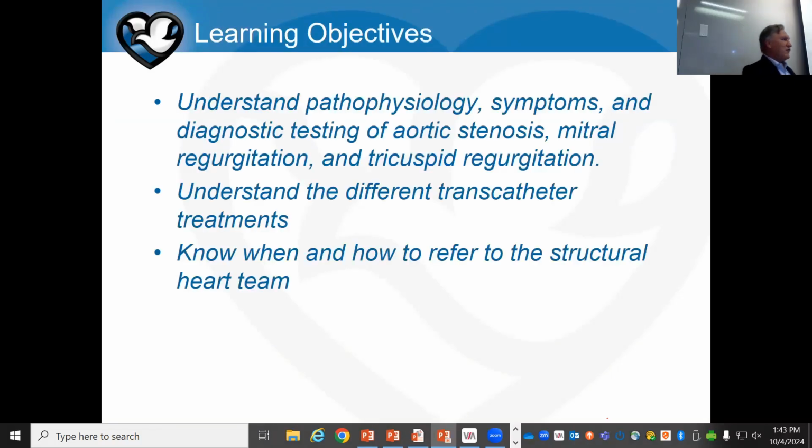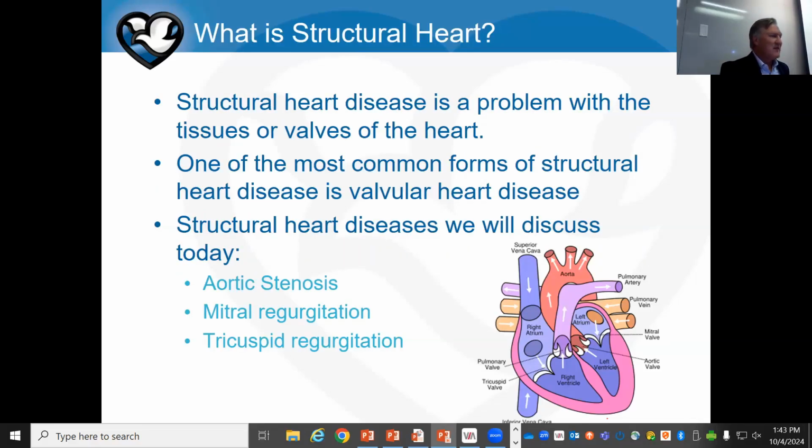So hopefully we can help you understand the pathophysiology, symptoms, and the testing that we do for these valvular heart disease, and then understand the treatments that are available transcatheter now rather than open sternotomy, and then know how and when to refer patients to the structural heart team.